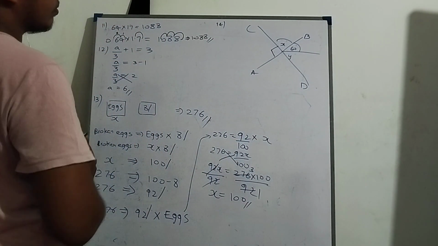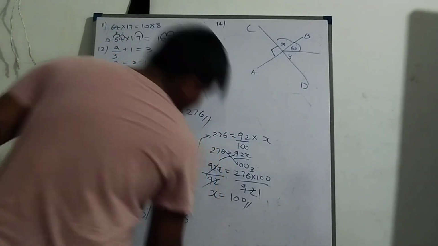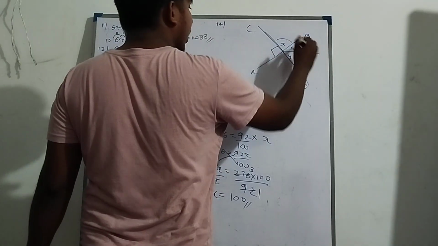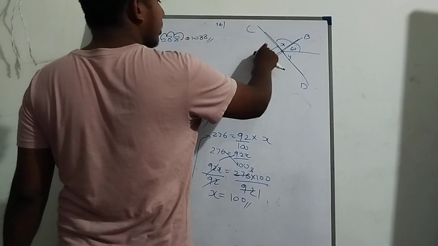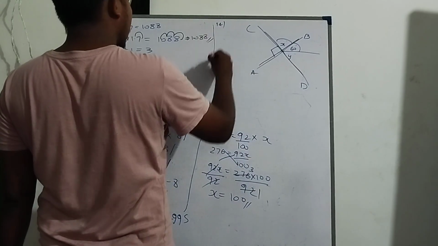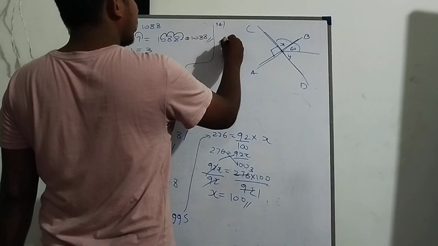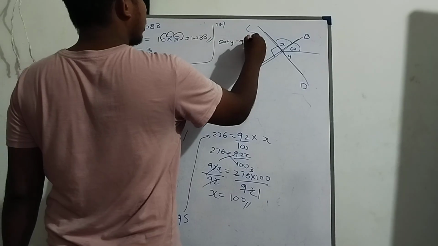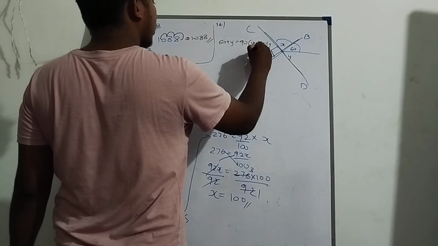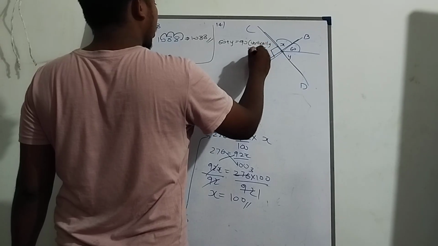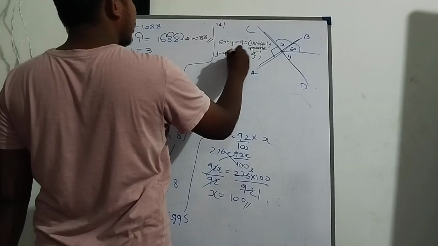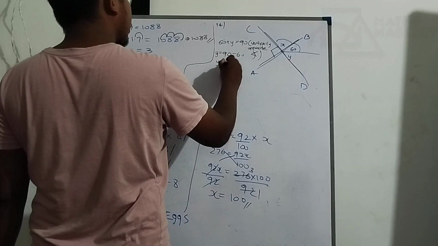Now, the method is, you can clearly see this is a straight line, right? This is a straight line, and this is also a straight line. So what is this? Vertically opposite angle. 60 plus y is equal to 90 degree. What is the reason? Vertically opposite angles. Okay. So this 60 is brought to here. Y equal 90 minus 60. 90 minus 60, the answer is y equal 30 degree.